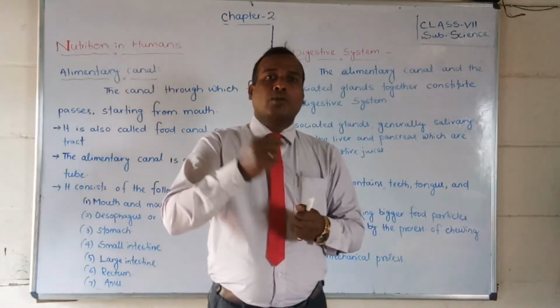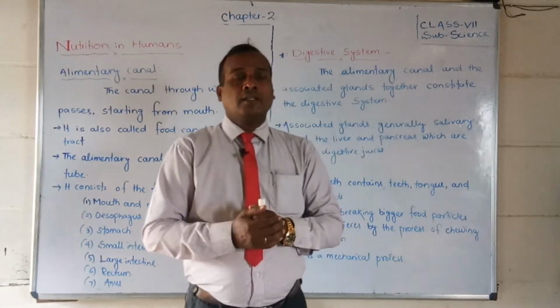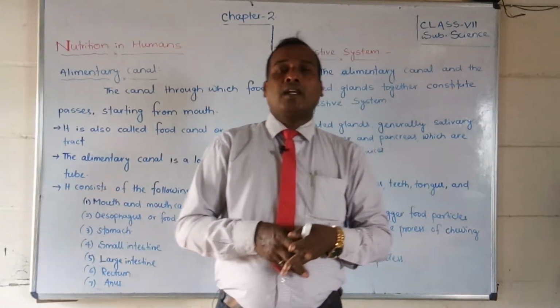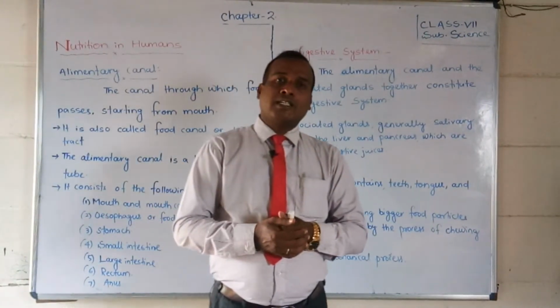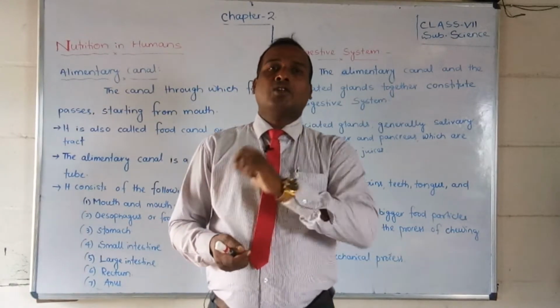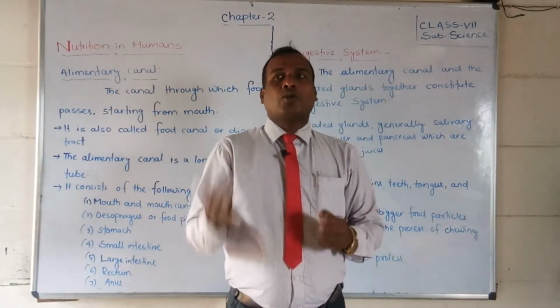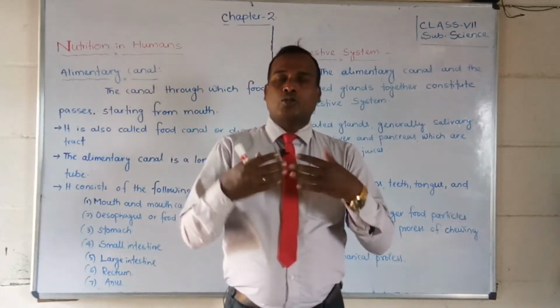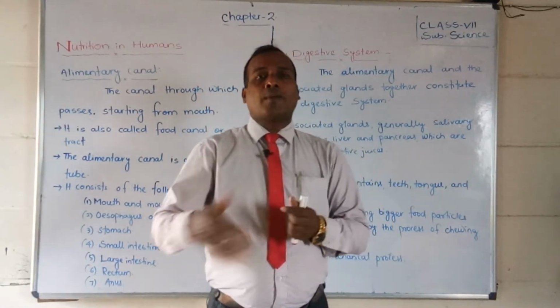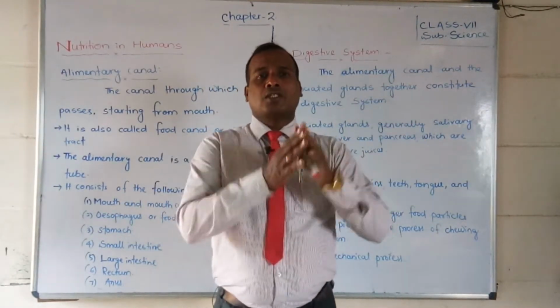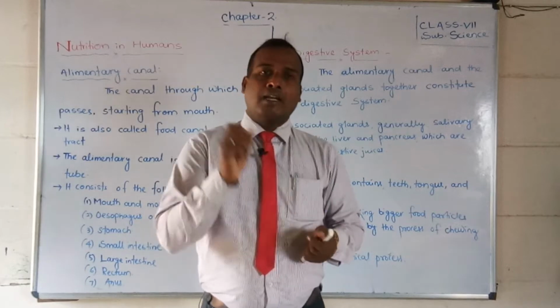After the stomach, the food goes to the small intestine, where digestion takes place. Then it goes to the large intestine, where some fats or oily foods are digested. Then it goes to the rectum. Finally, the waste, the undigested food, comes out through the anus. This part from the mouth to the anus is called the alimentary canal.